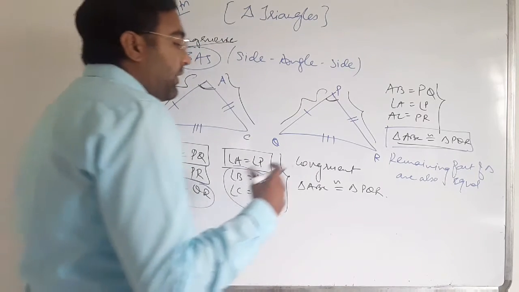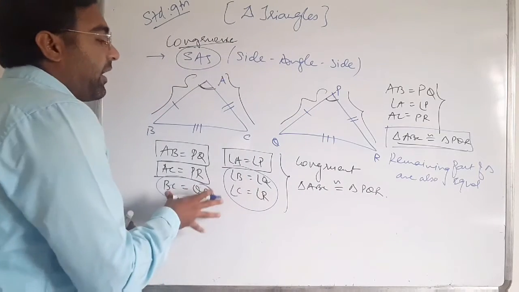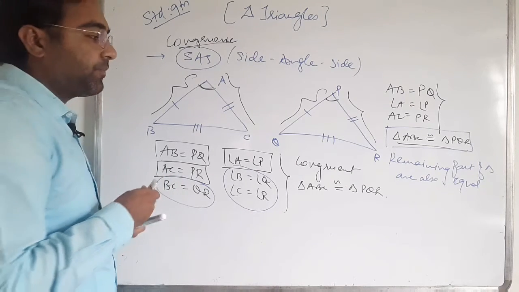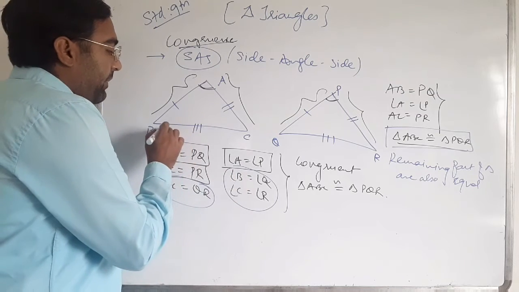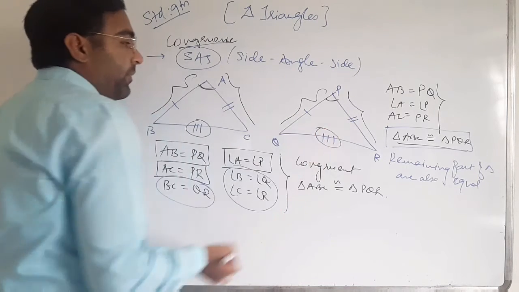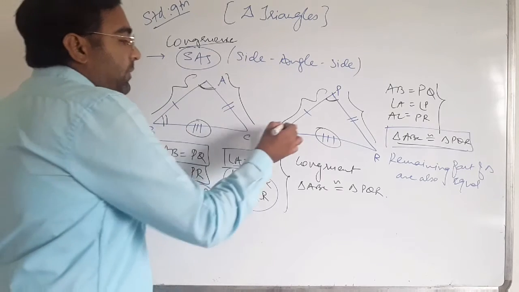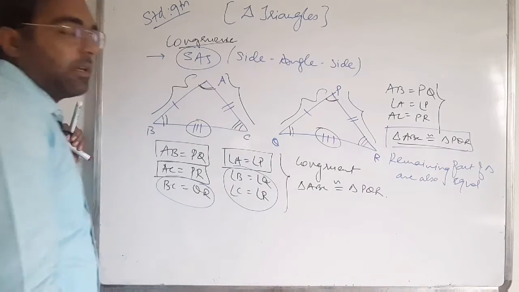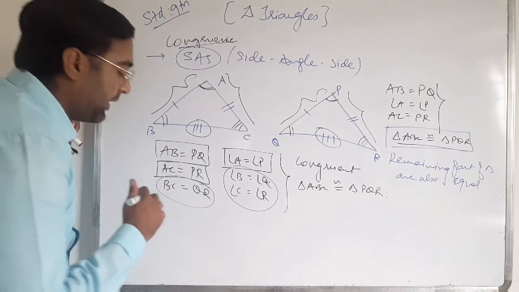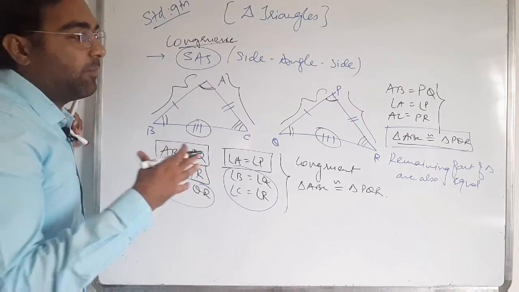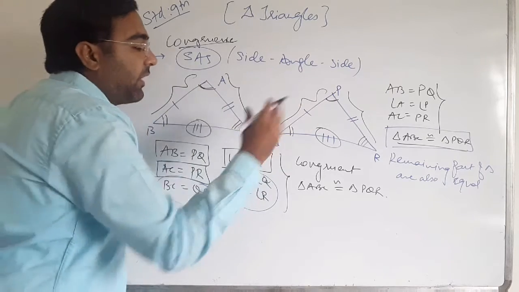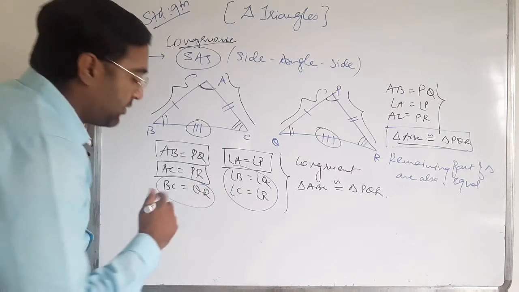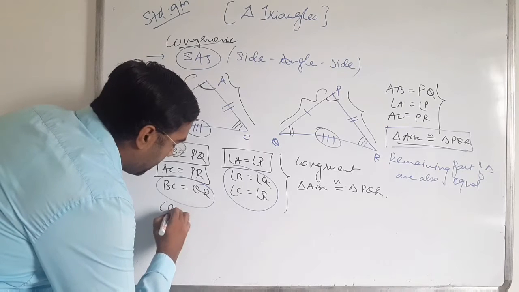So we write that these are corresponding parts of the congruent triangles. BC corresponds to QR, angle B corresponds to angle Q, and angle C corresponds to angle R. That concept is that corresponding parts of congruent triangles are equal. If both triangles are congruent, then the remaining corresponding parts are also equal. So I'll write the concept of CPCT.